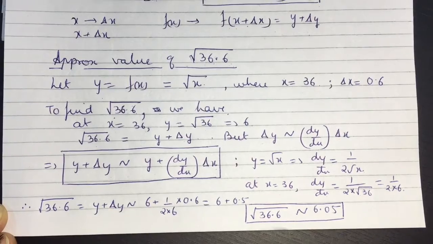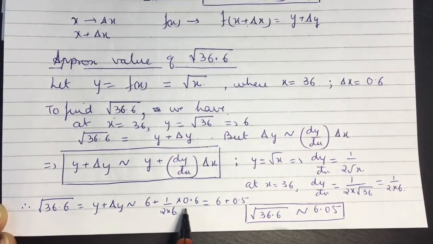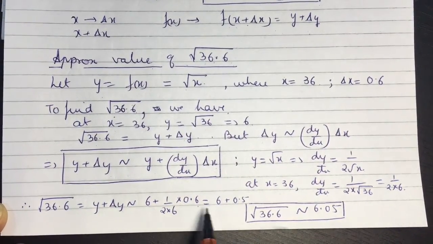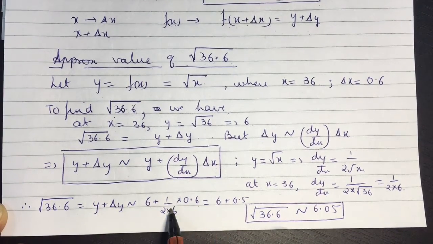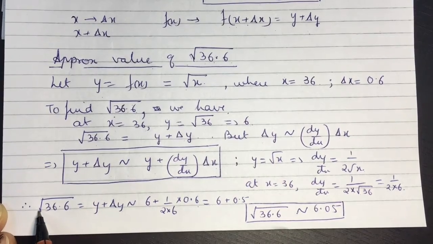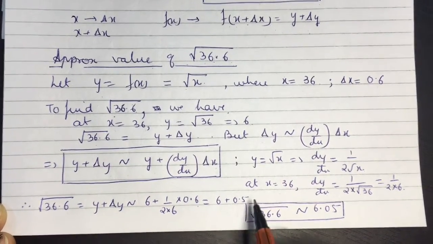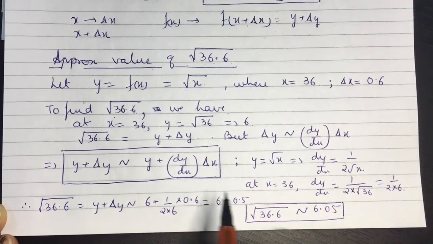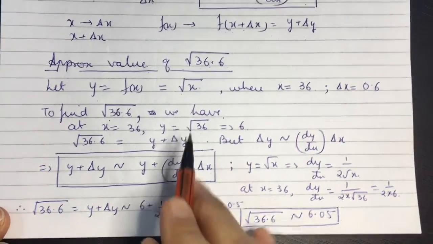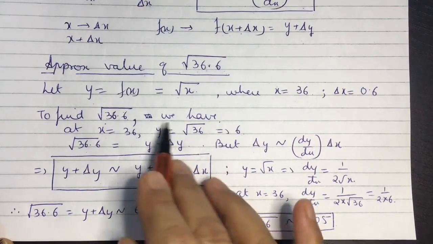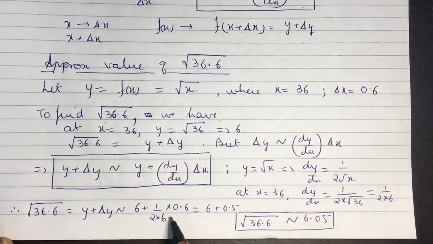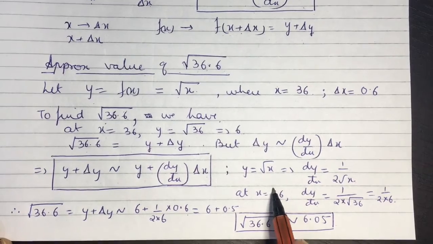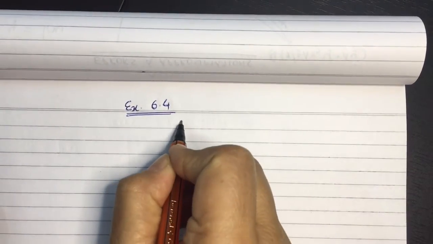is 0.6. So you write it like here. So this comes out to be 6 plus this gets solved to 0.05, so that root of 36.6 is approximately equal to 6.05. So we have seen, without actually having to go through the process of finding square root, we can directly in 2-3 steps find the square root of 36.6. Let us now start with exercise 6.4.